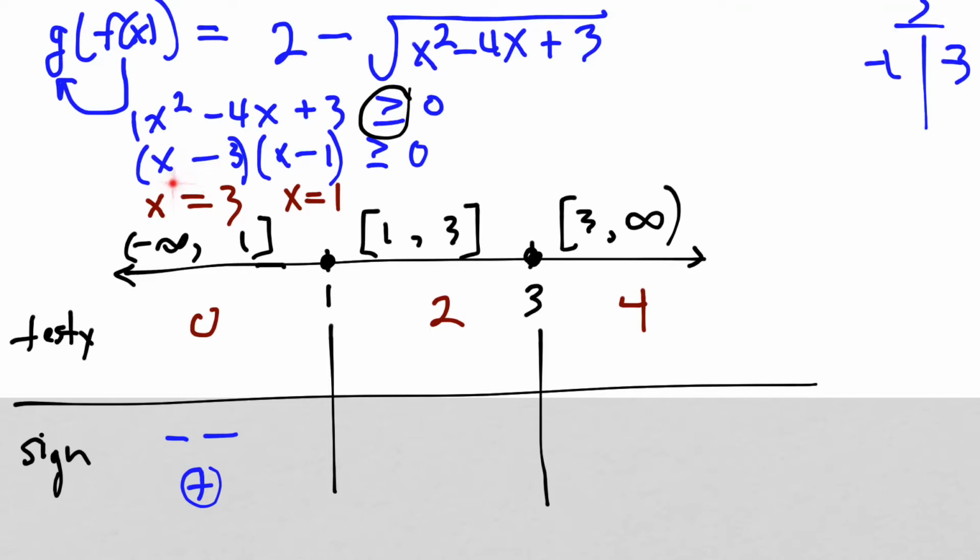Now let's test 1 to 3, and I chose 2. So I put 2 in here. I have 2 minus 3 is negative. 2 minus 1 is positive. Negative, positive. So that's negative. So that interval is not going to qualify as giving you a positive number under the radical. So we can't have any x values in that interval where our test x said we're going to get negative.